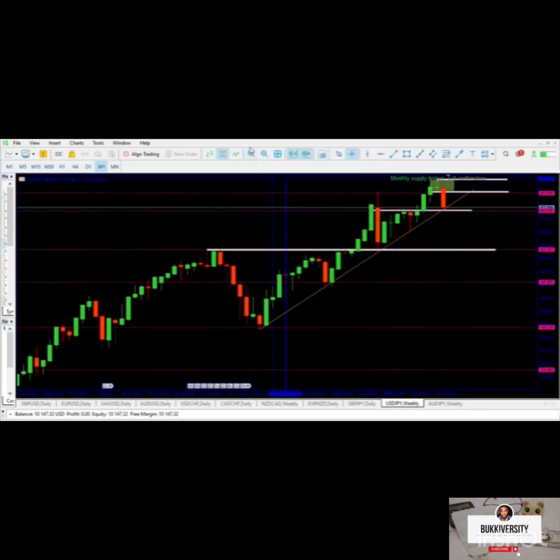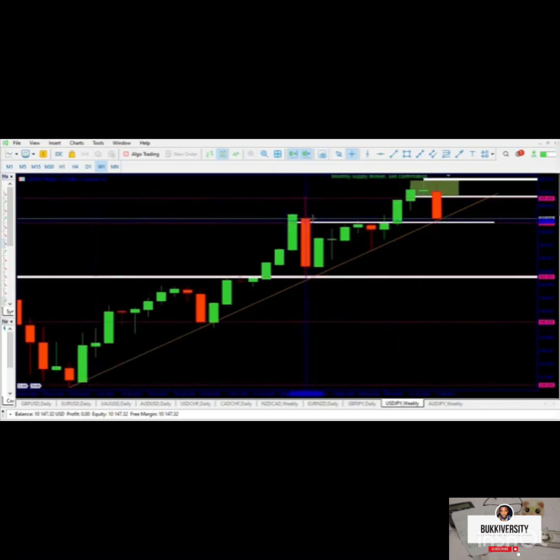So now we are at another level. It came to the same level, it started playing around this level, and then broke out from this level also. Now it has come back to that level. So we are expecting the same kind of move upwards to test that level and start going up again.